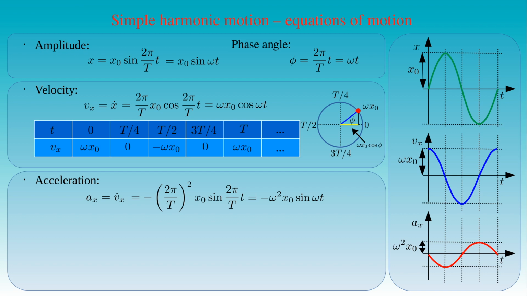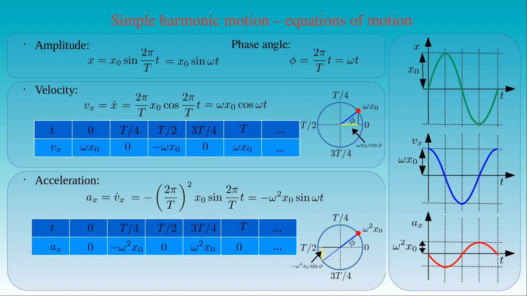The acceleration can also be represented with a vector rotating around a circle. Here the radius of the circle is equal to omega squared times x0. The acceleration is given by the minus horizontal projection of the vector, which is equal to minus omega squared times x0 times sine phi. Since the phase angle phi is equal to 2 pi over the period times the time t, or omega times t, we regain the equations for the acceleration shown on the left-hand side. In the table, we can see the value of the acceleration at each quarter of the complete cycle.